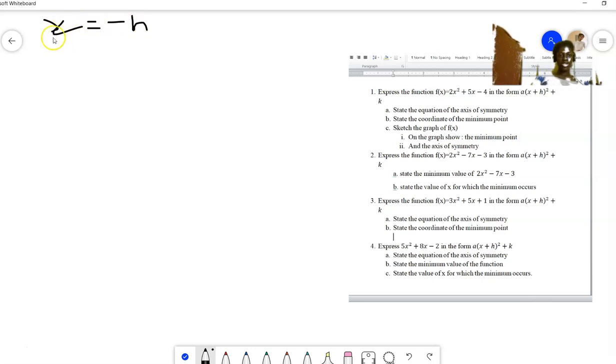So that is the equation for the axis of symmetry. But before we do that, let's answer part A, the first part of the question, which is to express the function in the form. This is a question that we would have already done, but I'll just go through it quickly. So let me write down the function.